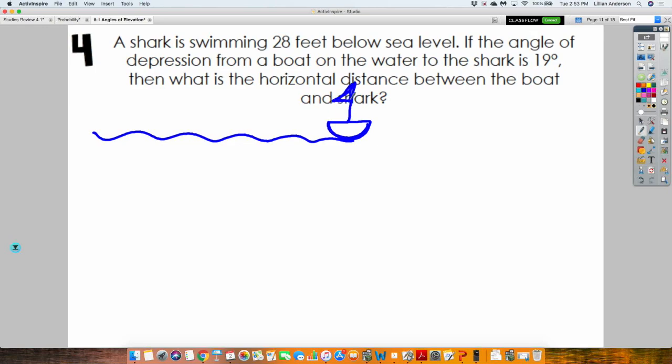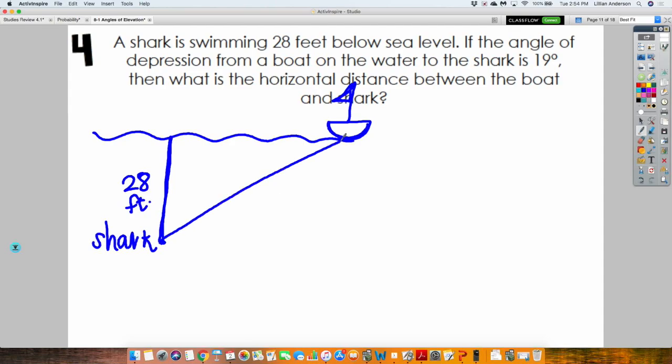It will not be negative. Even though it is 28 feet below sea level, that's just going to represent a positive 28 feet. And the angle of depression from the boat on the water to a shark is 19 degrees. Where is my hypotenuse in this triangle? From the shark to the boat. And the water technically represents one of my other sides, correct?